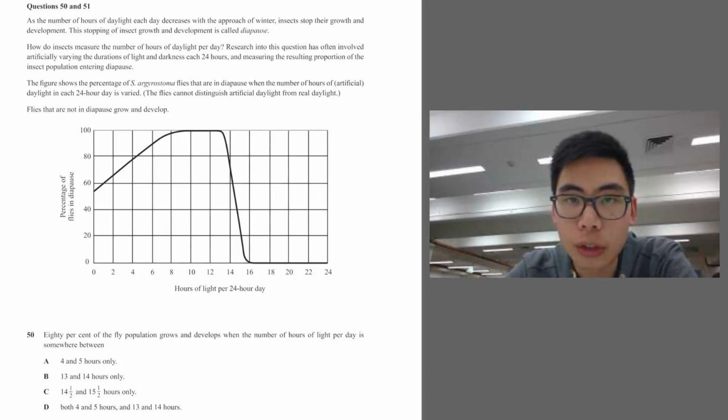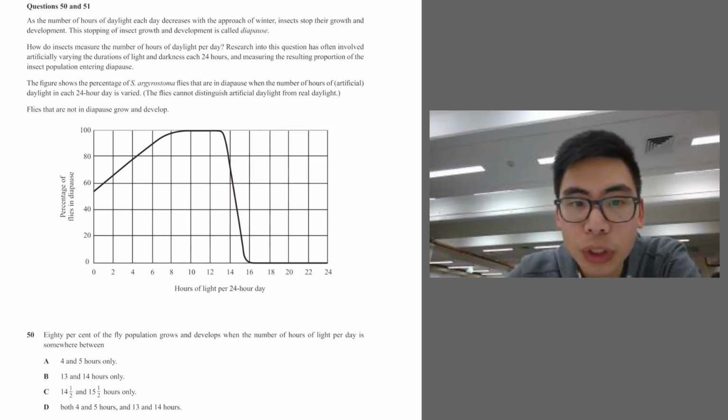This is a great example of where it's really important to read the question and understand what the question is actually asking. We'll just jump straight into it. So question 50. 80% of the fly population grows and develops when the number of hours of light per day is somewhere between. What you have just above the question is a graph.